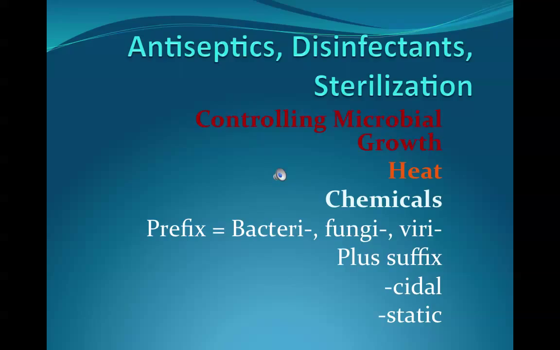Like bacteria would be our prefix, meaning bacteria, and then cidal, meaning killing. Bactericidal means that whatever chemical we're using is going to kill the bacteria. Bacteriostatic, static means simply slowing down. So bacteriostatic means we're going to slow down the growth of the bacteria, and then oftentimes using a bacteriostatic, we're following along with some other kind of method or treatment to remove the bacteria from that surface or from that area once we've slowed down the growth.